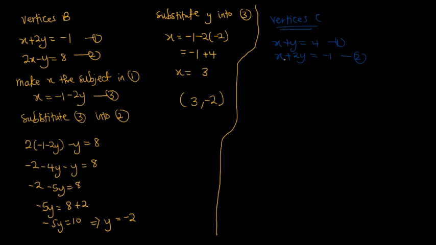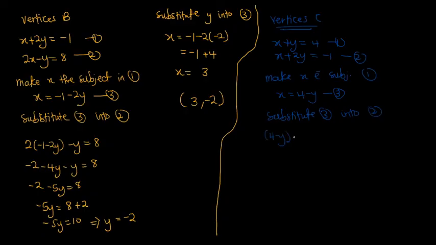Already we have x here, so I can make x the subject over here. If I do that, make x the subject in equation 1, I'll have x is equal to 4 minus y. This will become my equation 3. If I substitute equation 3 into equation 2, I get x will now become 4 minus y plus 2y is equal to minus 1. That is using the equation 2, where I substitute this equation 3 into it. So I now have 4 minus y plus 2y equals minus 1.